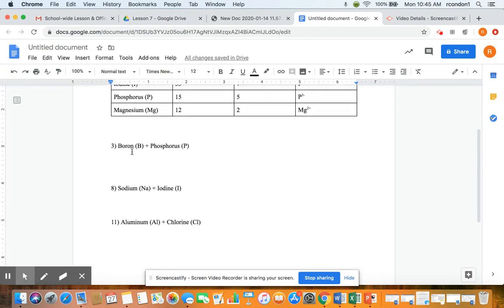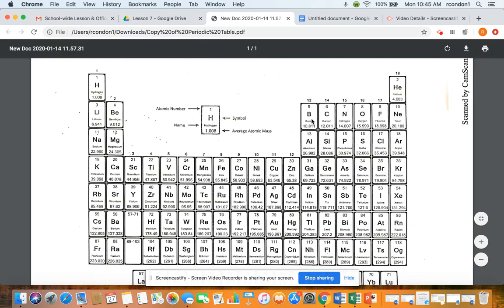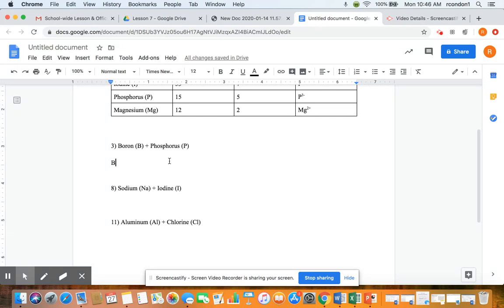So we have boron and phosphorus. So boron, we need to figure out the ions it's going to make. So let's figure that out first. So boron's over here. We know that it has 3 valence electrons. So it's easier to give up 3 electrons than gain 5, right? So we're giving up 3 negative charges. So we're going to form a positive 3 plus cation. So boron 3 plus.